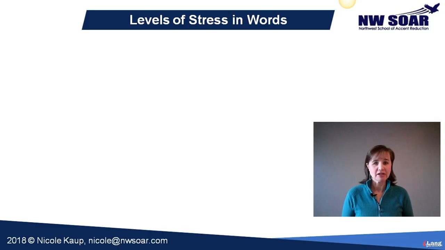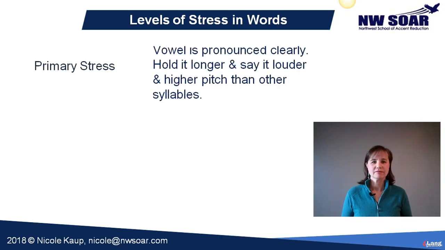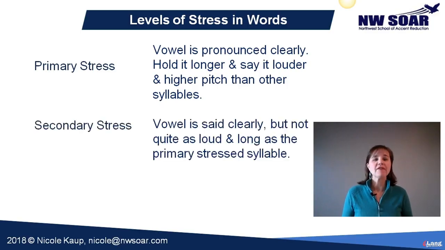In spoken English, there are generally 3 levels of word stress. In the primary stress syllable, your vowel is pronounced clearly. You'll hold it longer and say it louder and at a higher pitch than you would for vowels in other syllables. Some longer words in English have secondary stress syllables, where the vowel is also said clearly, but not held for quite as long a time or said quite as loudly as the vowel in the stress syllable.